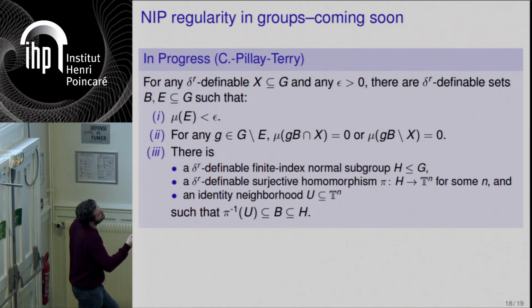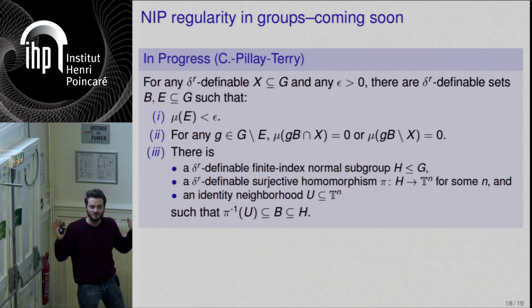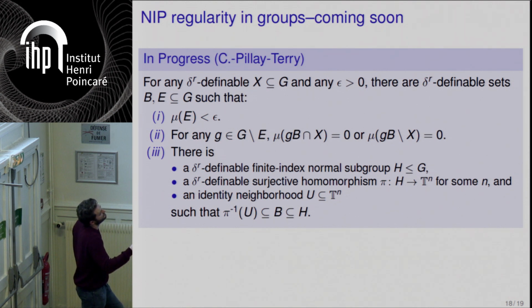E is going to be a small error set. And it's also going to have this regularity property with respect to translates of B, which used to be cosets of this finite index subgroup, but now they're just translates of this Bohr set. But they still have this kind of regularity property.